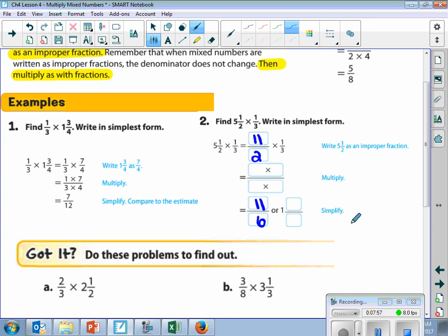Very good. So how many times does 6 go into 11? 1 time. With how many left over? 5. So this is going to be 1 and 5. And what's my denominator going to be? 6. So this is 1 and 5/6.